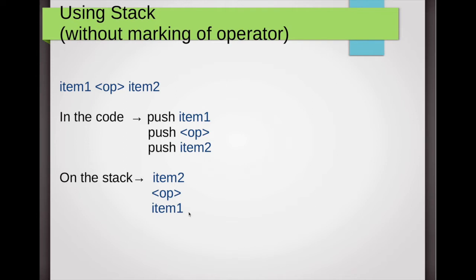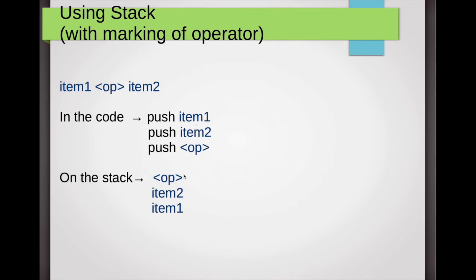If we mark our operator, the generated code looks like this. In the code, the operator will be pushed last. So first item 1 appears, then item 2, then operator. And on the stack we see from the top first the operator, then item 2 and item 1. That means we transform this linear notation to a Polish notation on the stack, and if you want, the reversed Polish notation here.